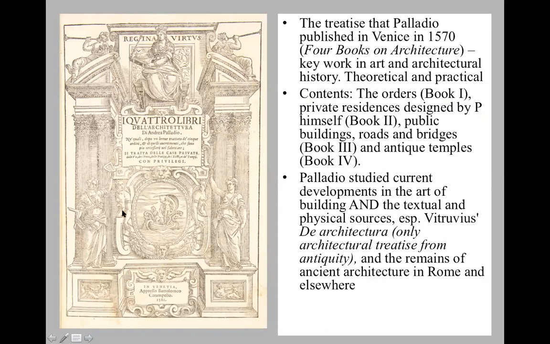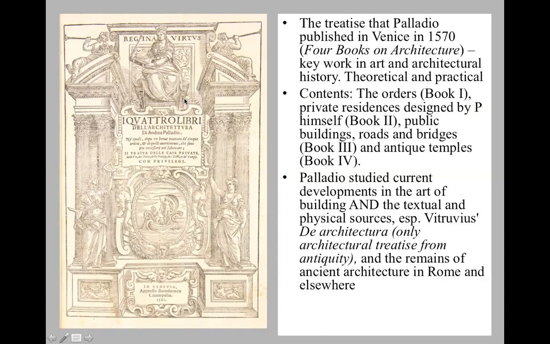And it's about theory and practice, and you can see there are two young women to either side of the main image. On the left is practice with a set square. On the right is theory with compasses. And sitting up above is the queen virtue, or architecture itself.